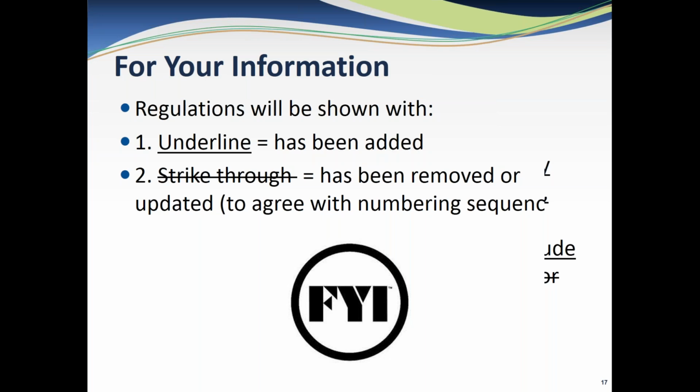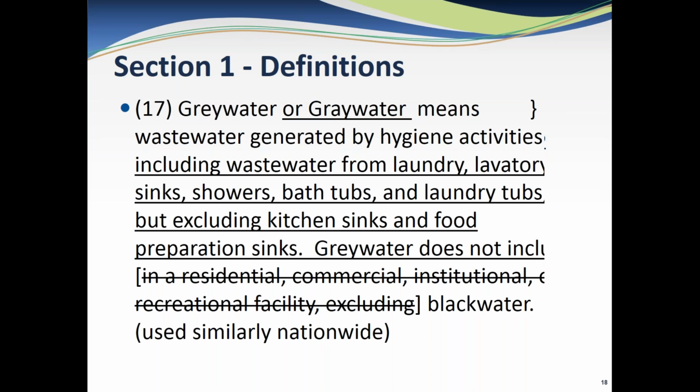All right, definitions. So greywater now means wastewater generated by hygiene activities, including wastewater from laundry, lavatory sinks, showers, bathtubs, and laundry tubs, but excluding kitchen sinks and food prep sinks. Greywater does not include black water, so as you can see, it's not just laundry water.